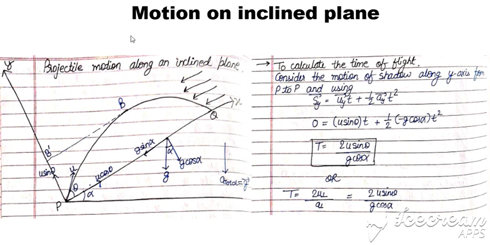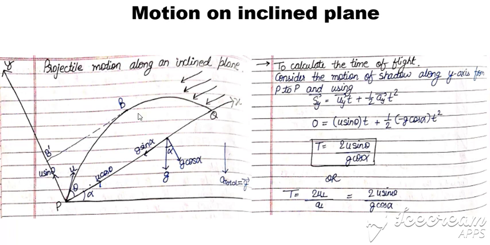So now we'll be starting our motion of projectile on an inclined plane. I have an inclined plane which has an angle of inclination alpha, and I'm throwing a ball with the initial velocity u at an angle theta with the plane. It's going to follow a path like this. Now my task is to calculate the time of flight, the range, which is the PQ distance, and the maximum height.